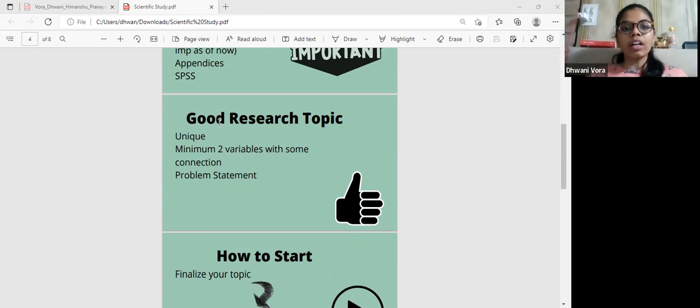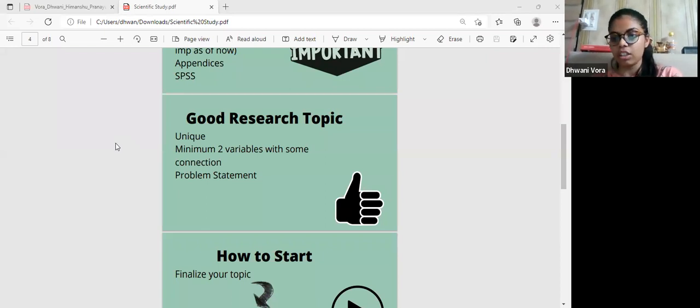Okay. Now, what is a good research topic? So the topic should be unique. Okay. There should be at least 2 variables, obviously, because एक measure करने के लिए भी कुछ चाहिए, और दोनों variables में कुछ connection होना चाहिए. Okay. Now, since yoga is a very big topic, most of the things are connected to it. Okay. But there will be certain things which are not connected.